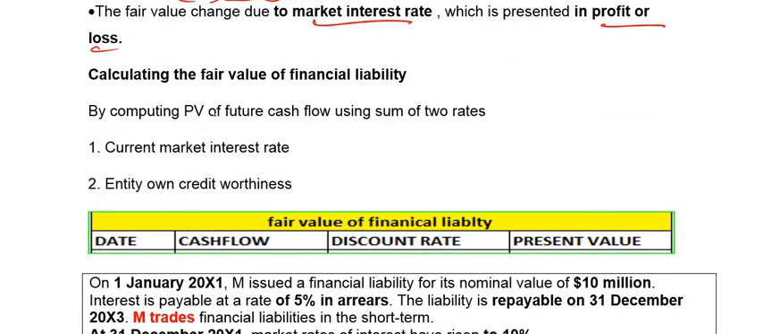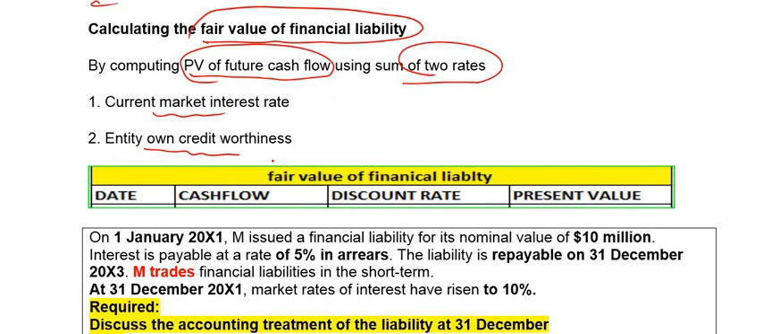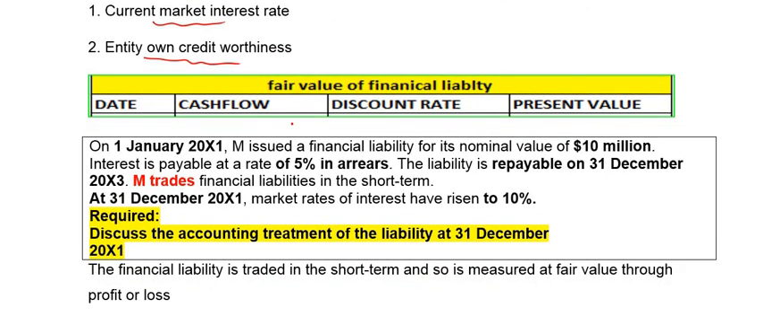Now how will you calculate the fair value if there is no fair value of the financial liability? The technique is very simple. By computing the present value of the future cash flow, using the sum of two rates. The first one is the market interest rate and the second one is the entity's credit worthiness. There's a table, you have to use this table.